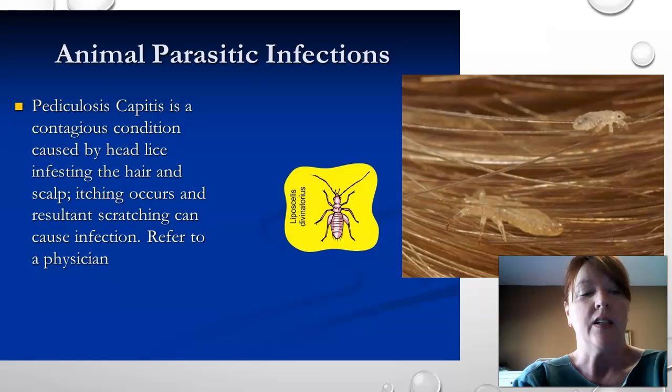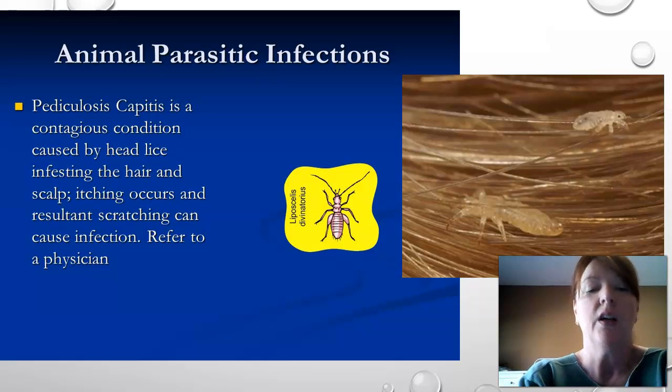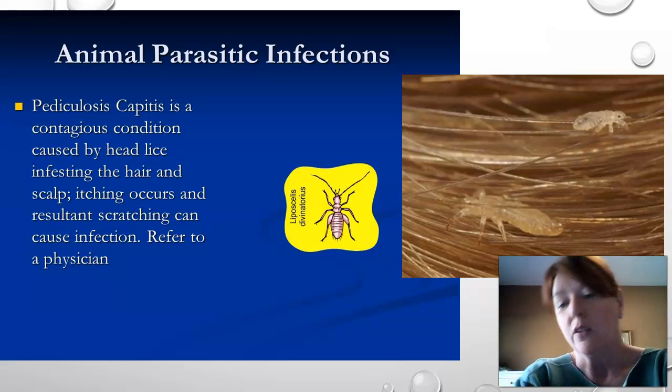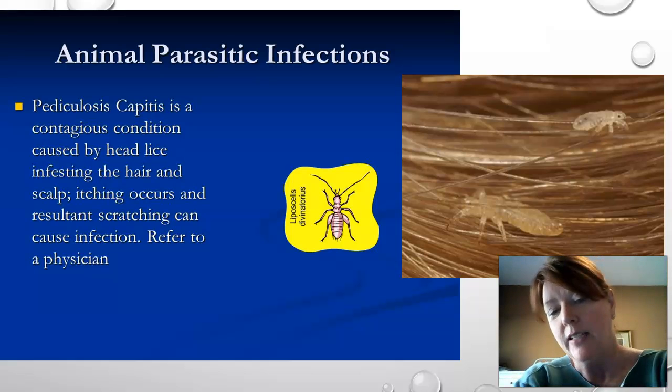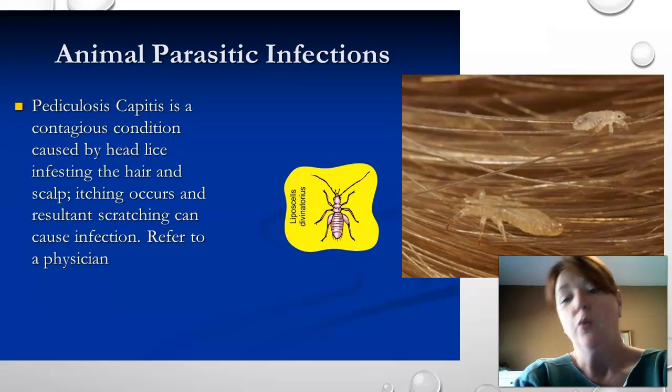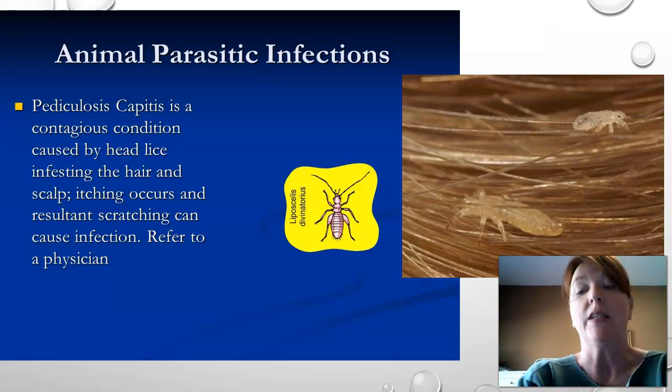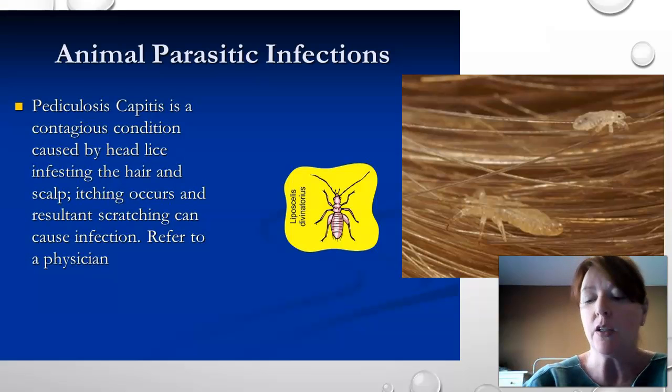Tinea capitis is a contagious condition caused by head lice infesting the hair and scalp. Itching occurs, and resultant scratching can cause infection. Again, those are little pictures of lice. As you can see, because they are clear, it actually makes them really difficult to see, especially in light colored hair. So you have to look really, really carefully to find them, especially if they're very tiny in the beginning stages.